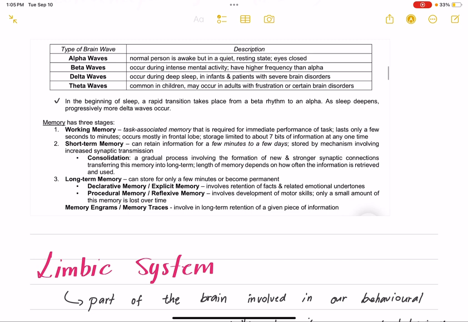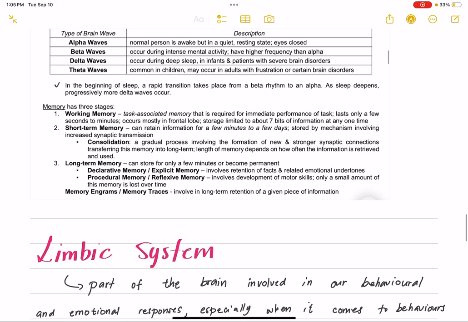While short-term memory can retain information for a few minutes to a few days, stored by mechanisms involving increased synaptic transmission. Meaning, things we forget after about 1 week, like gossip, we remember quickly but eventually forget. Okay? So, long-term memory can store for only a few minutes or become permanent. Okay? Those are the long-term memories.